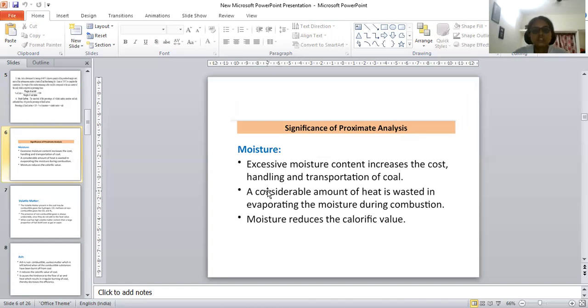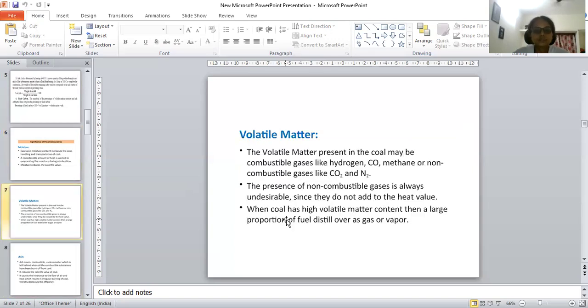Excessive moisture content increases the cost of handling and transportation of coal. A considerable amount of heat is wasted in evaporating the moisture during combustion. Moisture reduces the calorific value. These are the disadvantages if moisture is present.